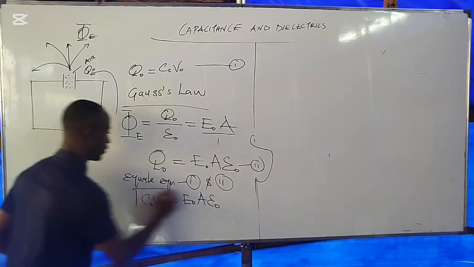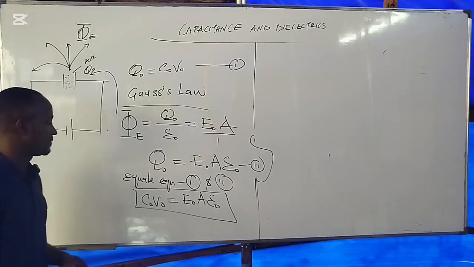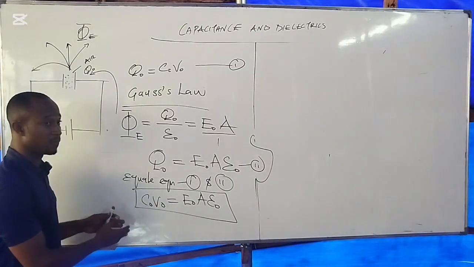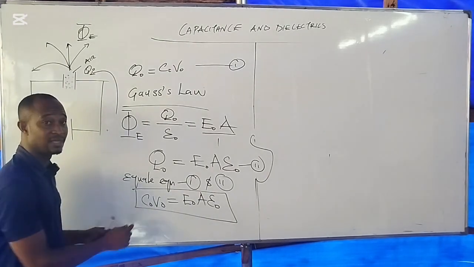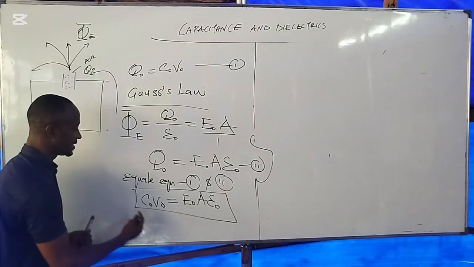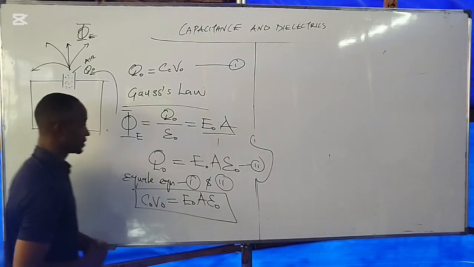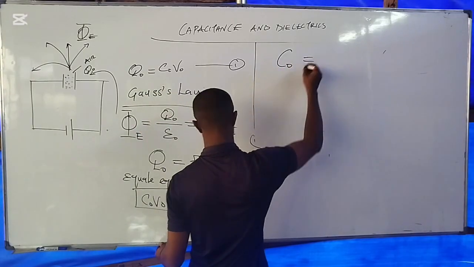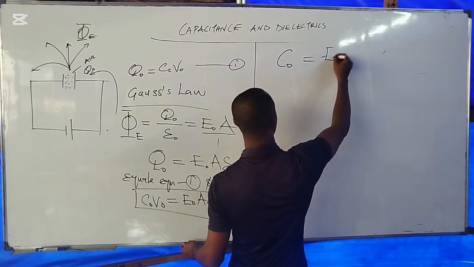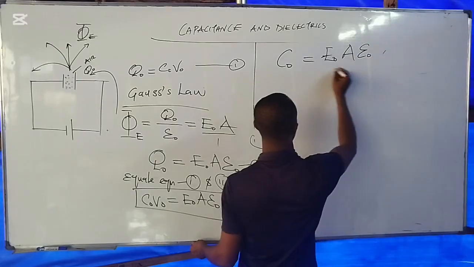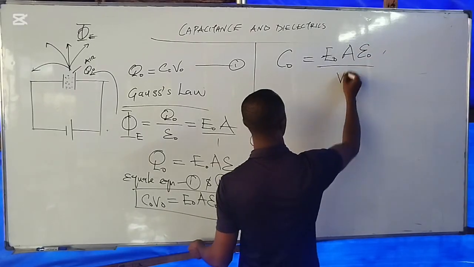So if we equate these two together, we can from here determine the capacitance of the capacitor when air is the dielectric material, which is our C naught. So what we do is divide both sides by what? By V naught, right? To divide both sides by V naught, that means our C naught then is going to be E naught A, the permittivity of free space, divided by V naught.